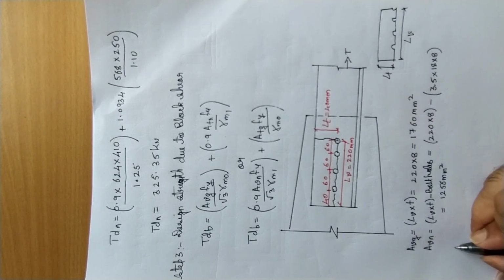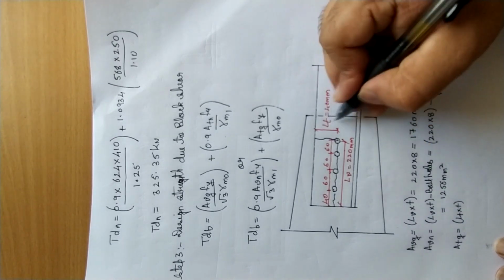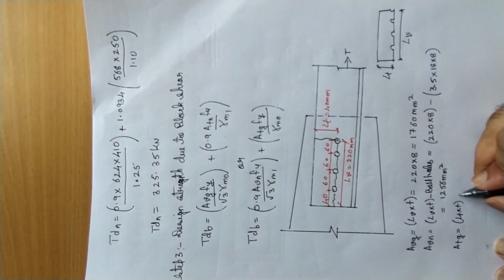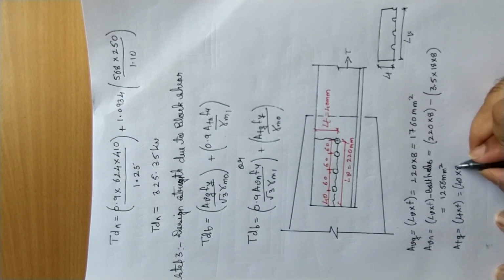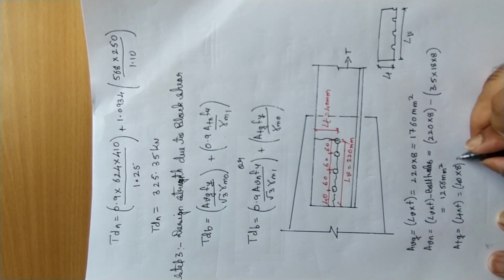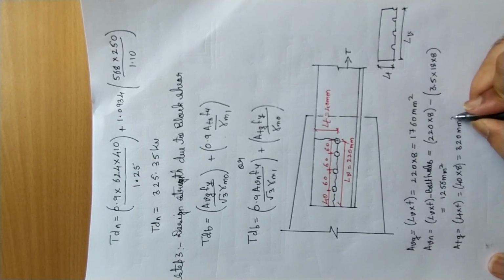Next we will calculate ATG. So gross. So this is LT into T. So what is LT? This distance, which is 40. Here it is given. So it is 40 into thickness. So this works out to be 320 mm square.